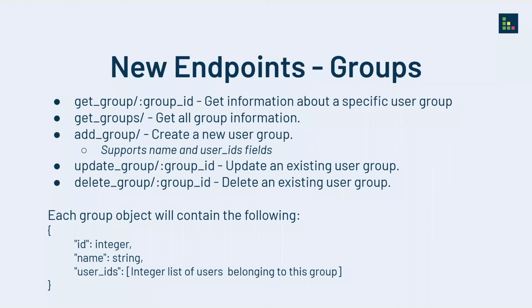The general functionality would be you'd get your ID of your user group. The user group would have a name, and then you would have an integer list of users which belong to the group. So if you retrieve a group's information, you would get the ID, name, and then the user list. If you use get groups, you would get an array of all of the user groups in your instance.